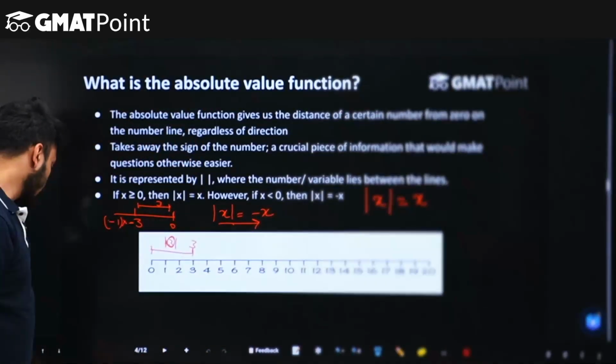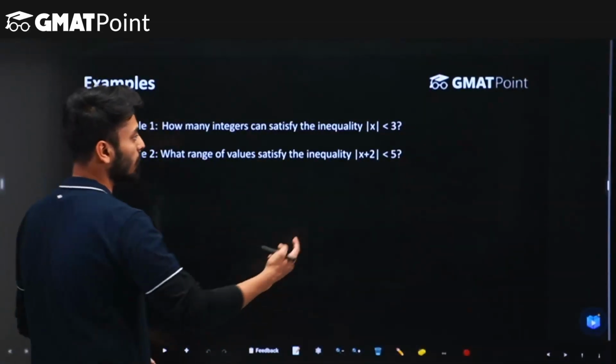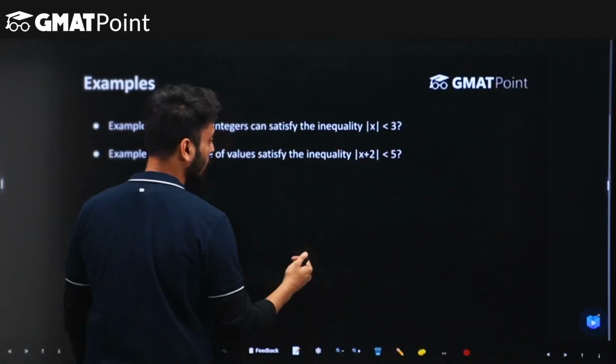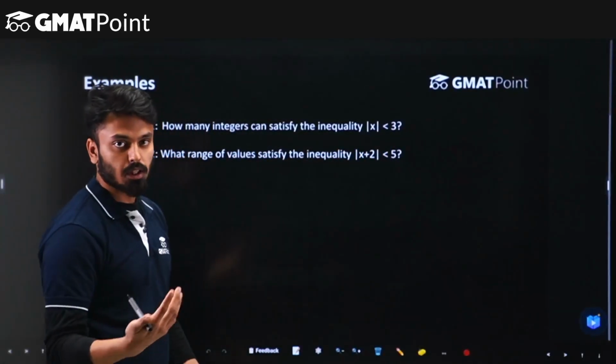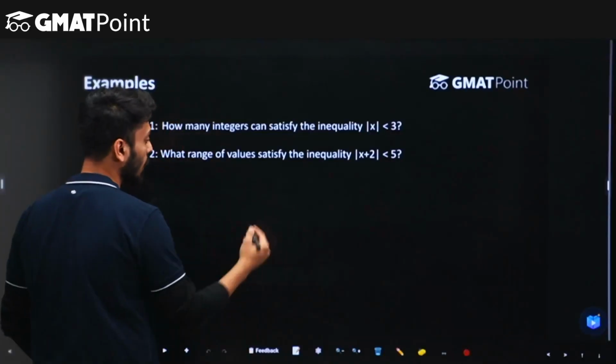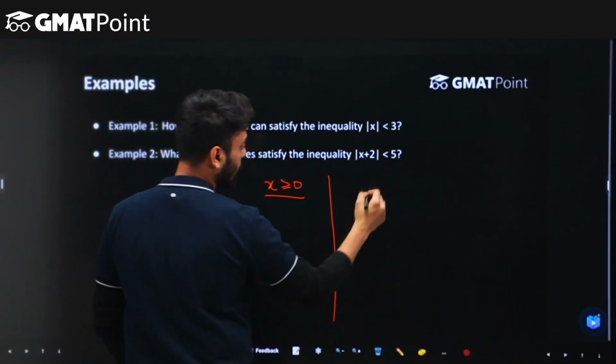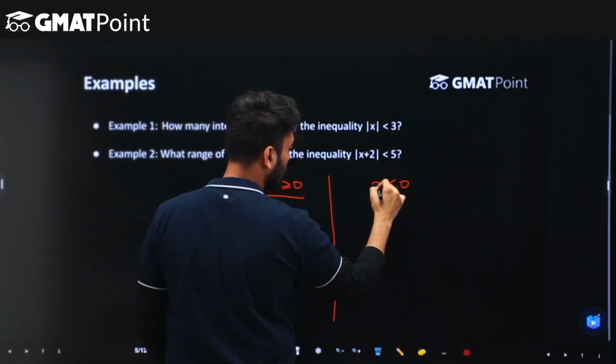So now let's look at some example questions. The first example is: how many integers can satisfy the inequality mod x is less than 3? Now we saw that there are two possibilities whenever you're dealing with the modulus function. In the first possibility, you have x greater than or equal to 0. In the second possibility, you have x less than 0.